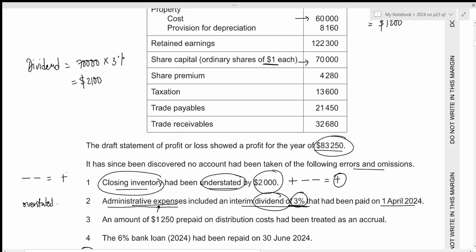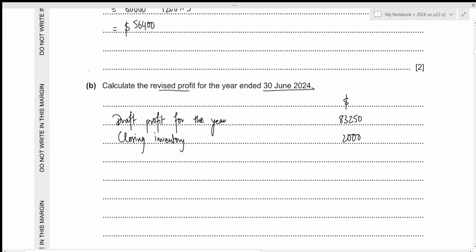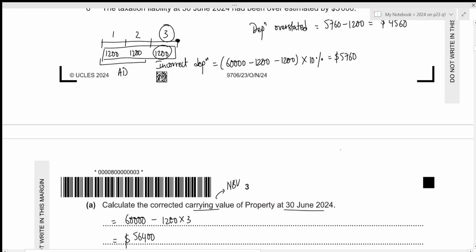It means that in order to correct this error, we just need to add back the amount of 2100 to our draft profit. And this is the error for administrative expenses, or we can also label it as interim dividend. We add back the 2100. That is all for the second error.